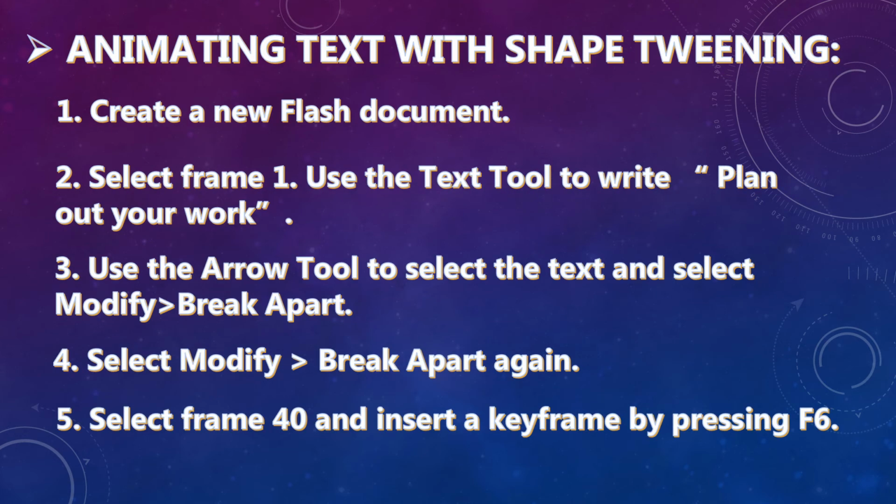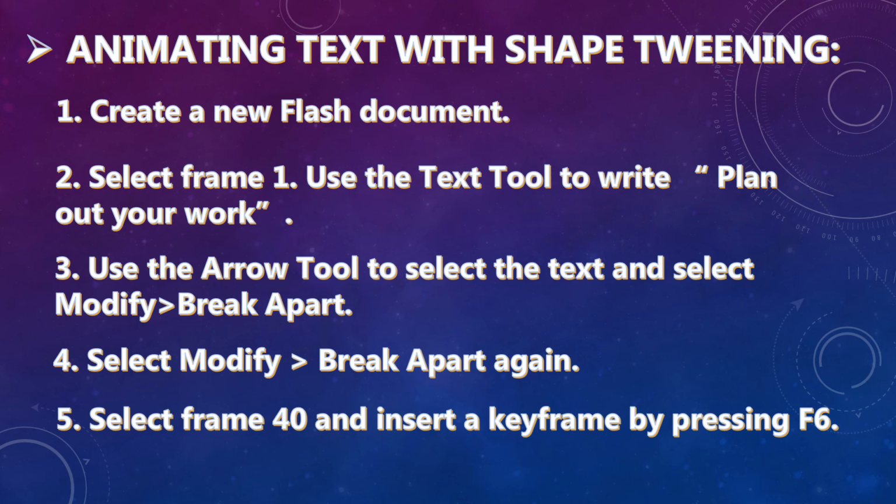Animating text with shape tweening. Another simple method of animating text is to use shape tweening. The steps to apply shape tween to text are: create a new Flash document. Select frame 1. Use the text tool to write your text. Select the arrow tool to select the text and select Modify, then Break Apart. Select Modify, Break Apart again.